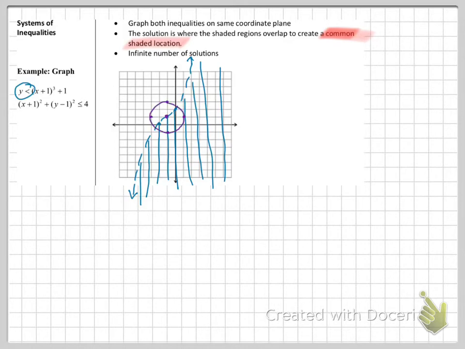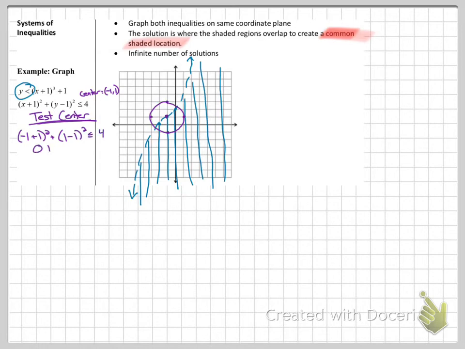Okay, the y is not alone like I circled in the first one, right? I can't use my shortcut. So I need to test a point. For a circle, always test the center. I will show you why. Remember, the center earlier was -1, 1. Plug in -1 for x and +1 for y. And what happens?